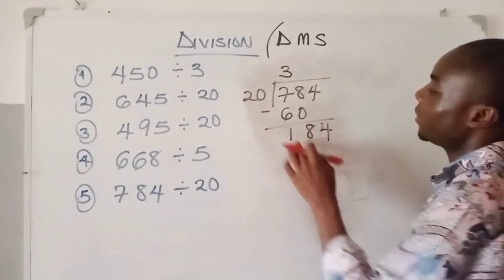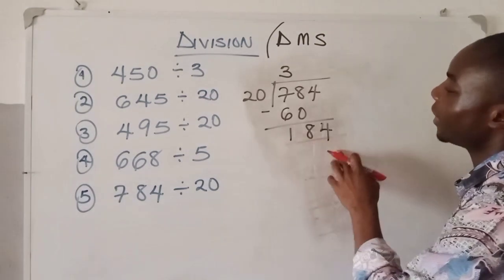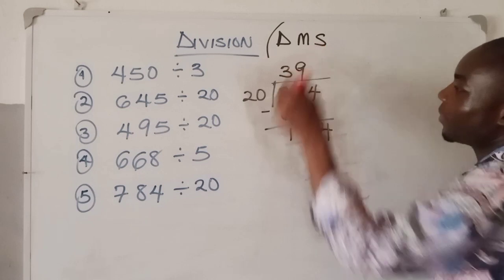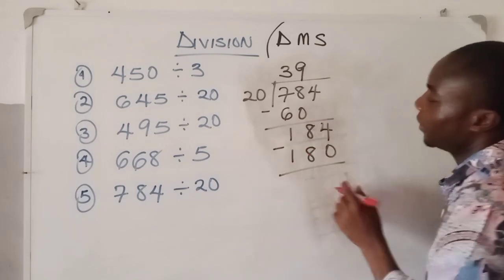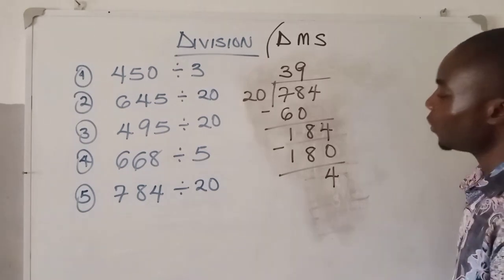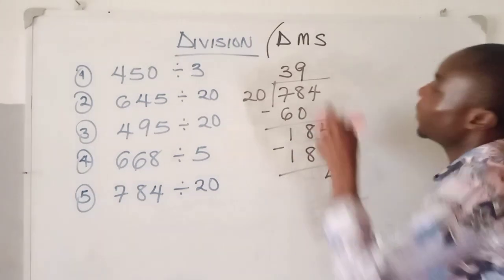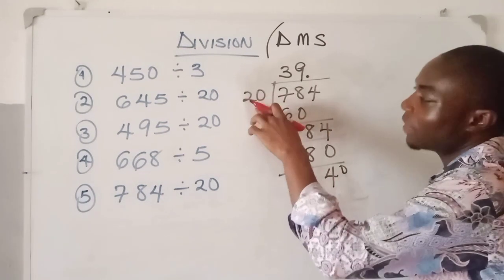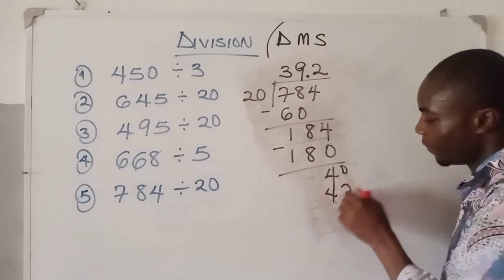So 20 into 18 is not possible. So since it's not possible, we'll now say 20 into 184. 20 into 184 is 9 times. 20 times 9, we have 180. So 184 minus 180, we have 4. So 20 into 4 is not possible. Since we cannot remove 20 from 4, we put our point and we add 0 to 4. This is now 40. So how many times can we remove 20 from 40? That's 2 times. Then 20 times 2, we have 40.